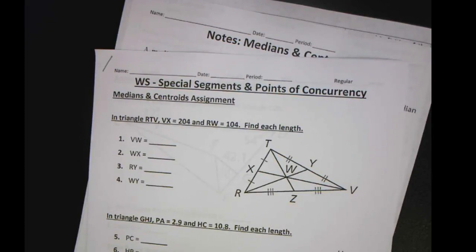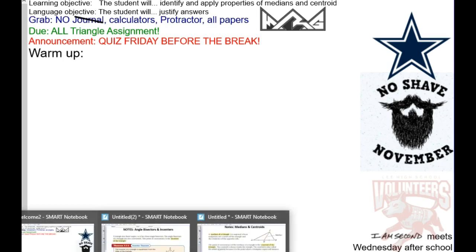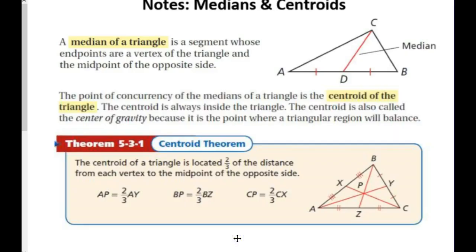So let's talk about centroid. Is everyone with me? Locked in, focused, because this stuff, again, it's not the hardest thing in the world, but it takes a little bit of your focus without headphones in your ears, right? I said it. Here we go. Let's talk about notes, medians, and centroids.